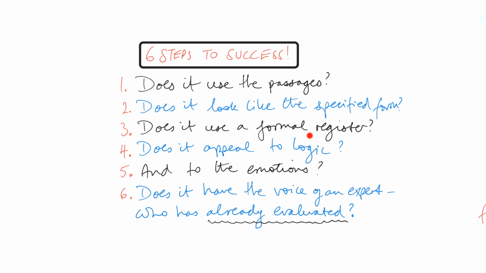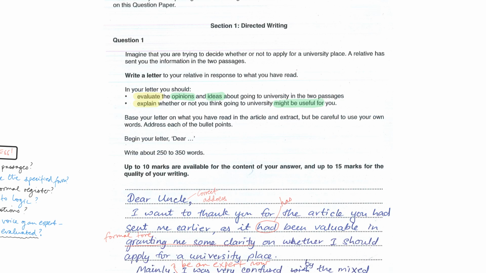Is it written in a formal register? Register here means your choice of language. Are you writing in a formal way? Now that can be very tricky. The easiest way to demonstrate that is to look at the actual task here, which is to write to your relative. Well, if it's a relative of yours, in this case it's an uncle, the chances are you might be very conversational and chatty in style. And that's bad news, because you will be tempted not to be formal and show off your writing skills.